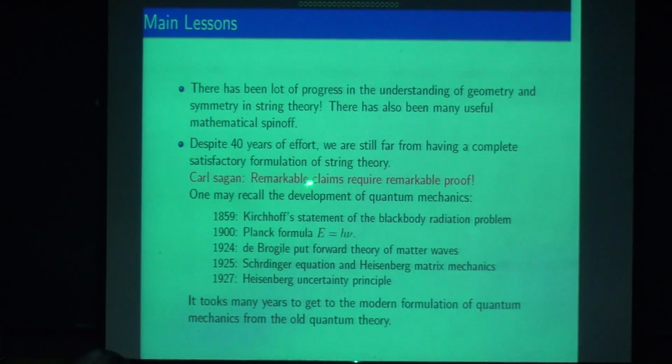If you remember, I tried to make a table here about the development of quantum mechanics. The problem with blackbody radiation was first, at least historically, officially recorded by Kirchhoff in 1859, and Heisenberg's uncertainty principle was written down in 1927. So that's about 68 years. I think I'm right. Yeah. So that's a long time before you actually arrive at the formulation we have today.